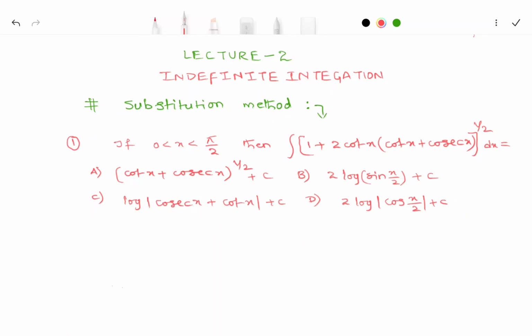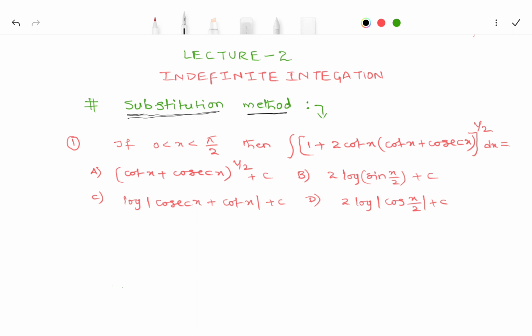Okay, dear students, today we are going to discuss lecture 2 about indefinite integration. In this, we are going to discuss one particular method, that is the substitution method. What is that method? Substitution method. So how will you follow this type of question?